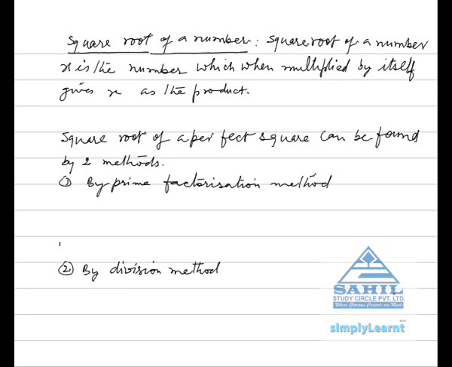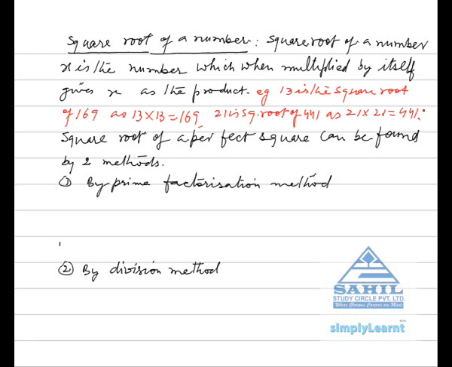Square root of a number. The square root of a number x is the number which, when multiplied by itself, gives x as the product. For example, 13 is the square root of 169, as 13 into 13 is 169. 21 is the square root of 441, as 21 into 21 is 441.